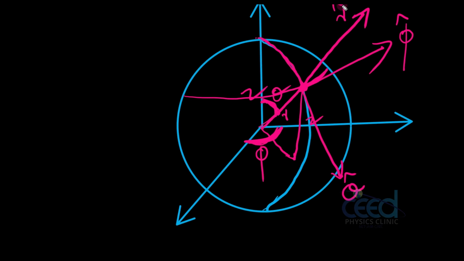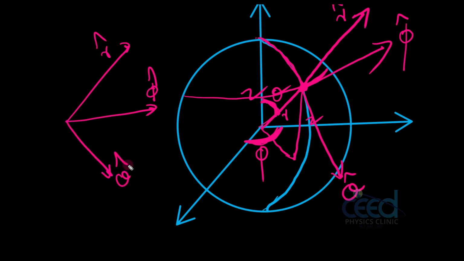Now look at this. This is our direction of r cap, this is the direction of phi cap, and this is the direction of theta cap. Now these three vectors are perpendicular to each other. The angle between each pair is 90 degrees. That means like i cap, j cap, k cap in the Cartesian coordinate system, which are perpendicular to each other, similarly the spherical polar unit vectors are also perpendicular to each other.